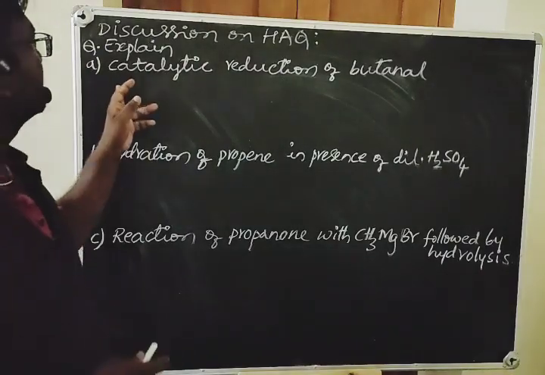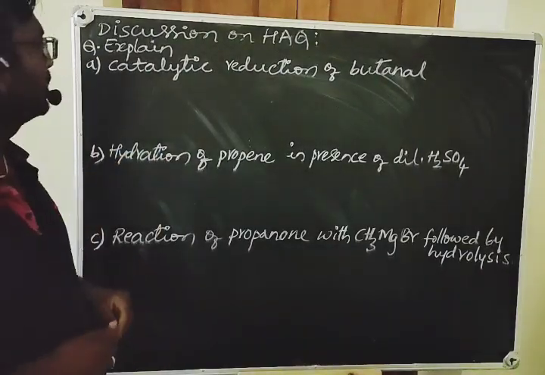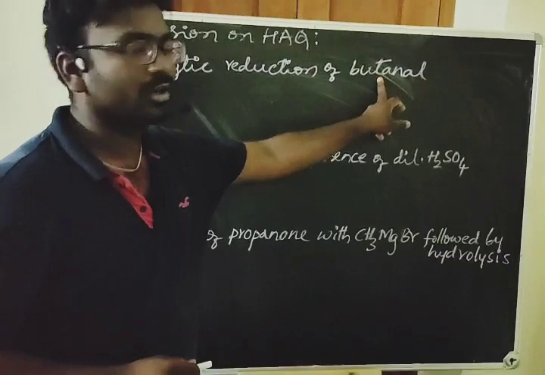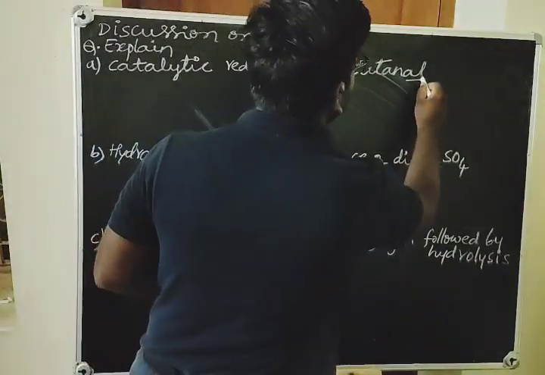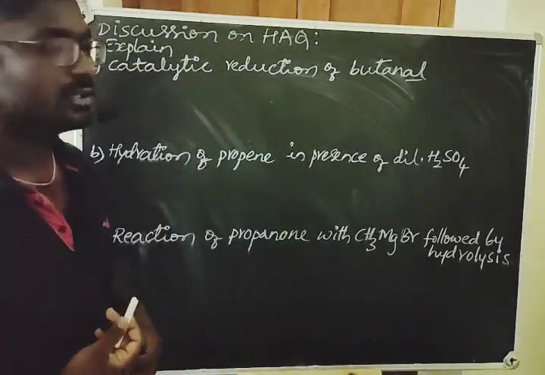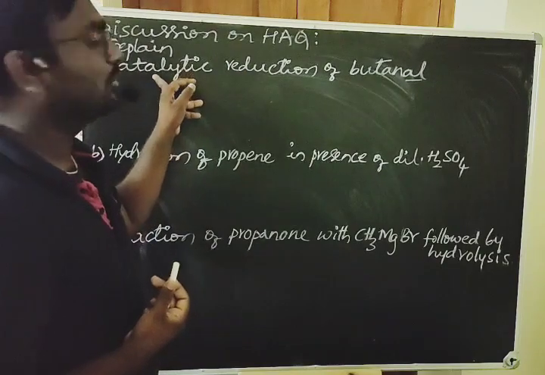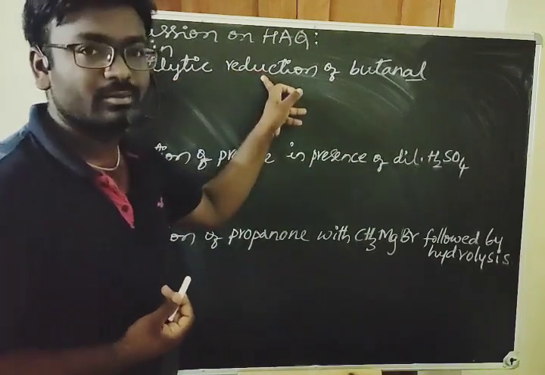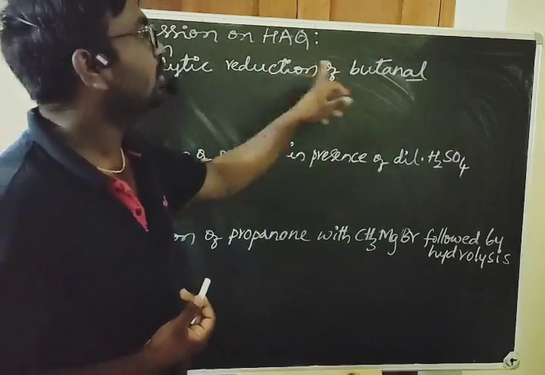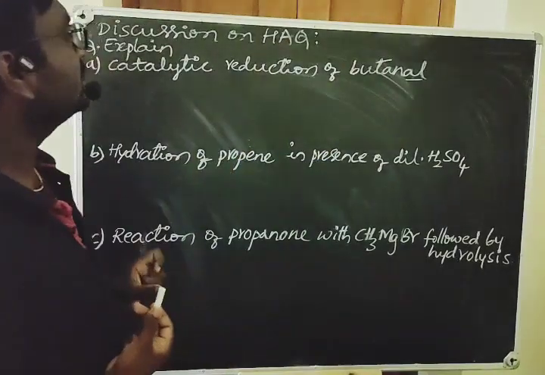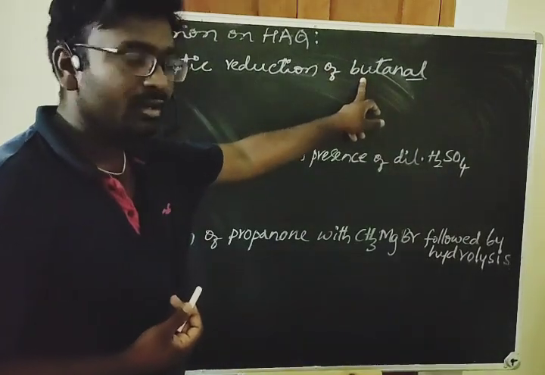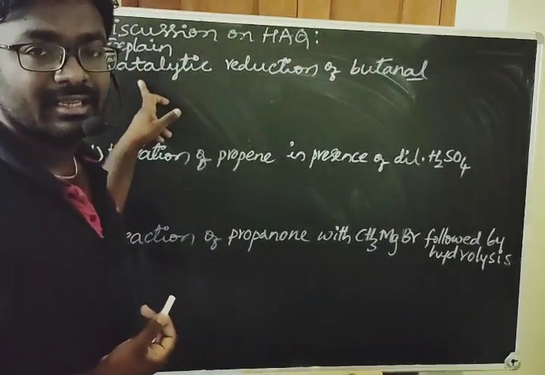Now I will explain these three reactions. The first one is the catalytic reduction of butanal. See here, "Al" means an aldehyde. We have to discuss the catalytic, which means we are using a catalyst, and reduction, which means we are going to reduce, that is, add hydrogens to the butanal. So it means the addition of hydrogens to the butanal in the presence of a catalyst.